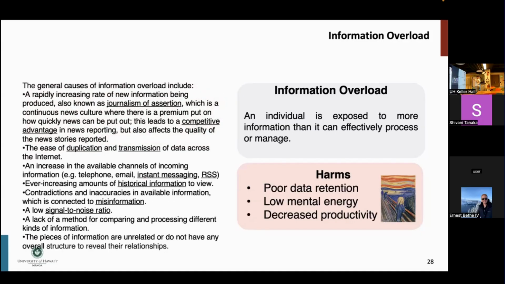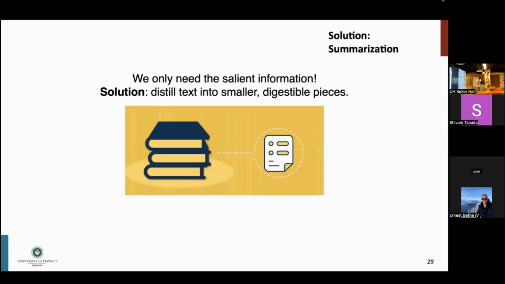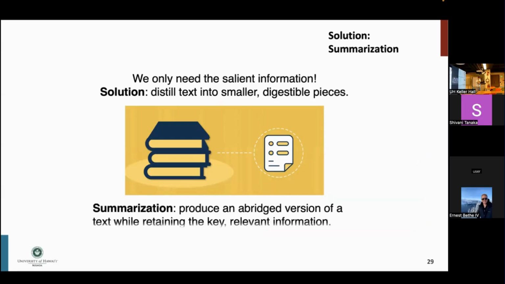For example, if I give you these slides, then probably nobody is going to read them. Right. But the good thing is we have summarization, also AI-powered summarization. So we actually don't need to browse all the information, but can only check the salient information. Summarization is the tool where we can distill text into smaller and more digestible pieces. The definition of summarization is to produce a shortened version of a text while retaining the key relevant information.